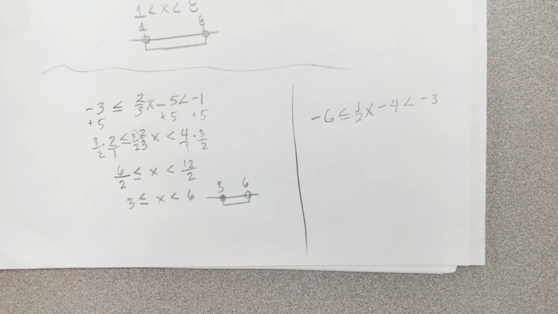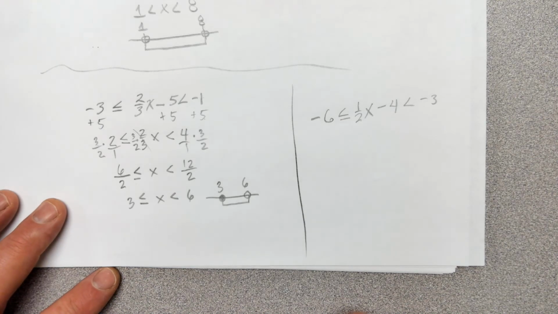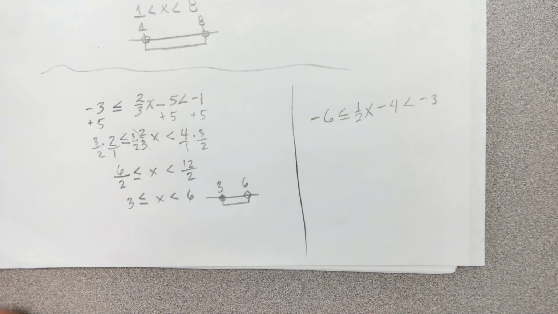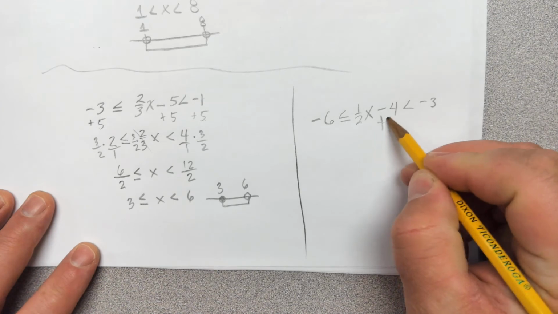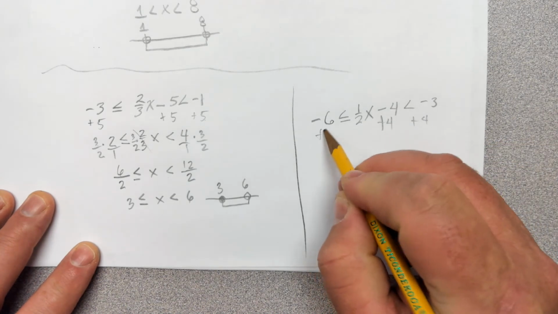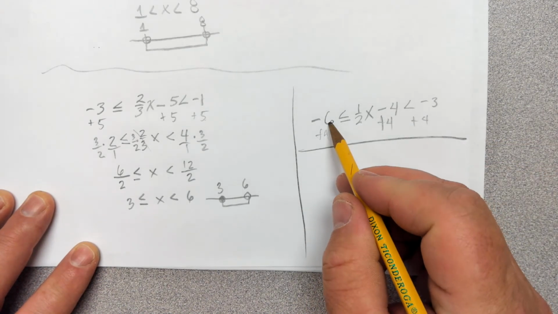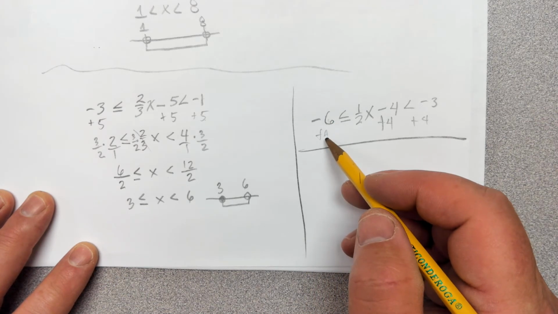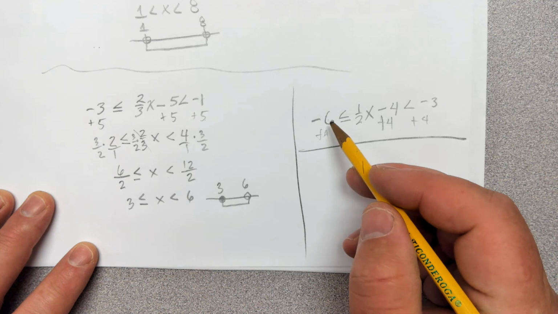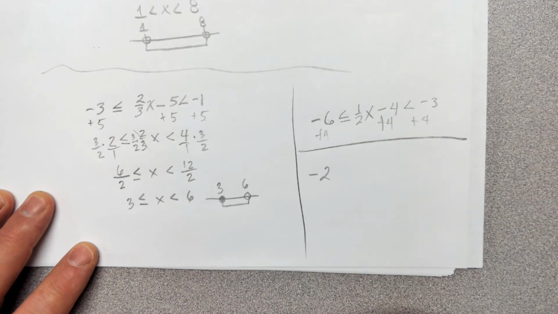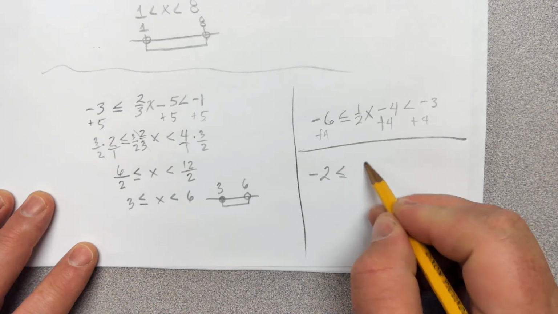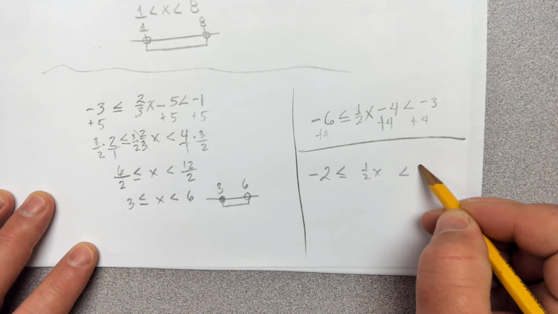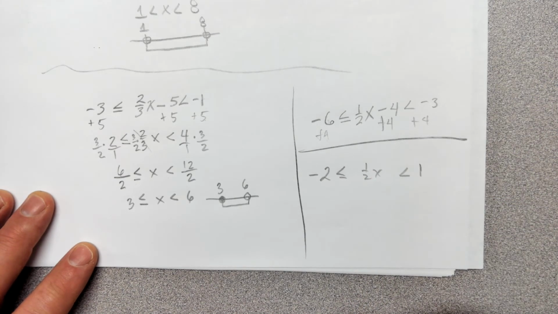So Eileen, here's what our buddy over here, Evelyn's doing. Ready? She did plus 4, plus 4, plus 4. So negative 6 plus 4, negative 6 plus 4. Those are different signs, right? And you're adding and subtracting, so you keep the sign of the bigger number. Negative 2, 1/2 x, 1.